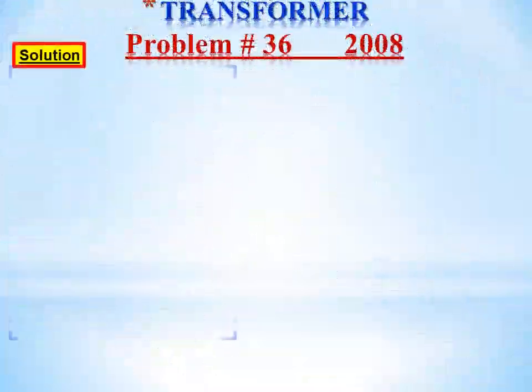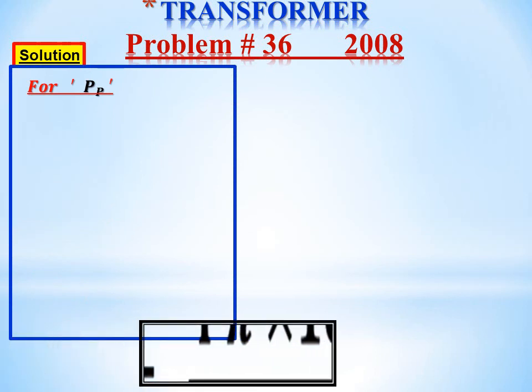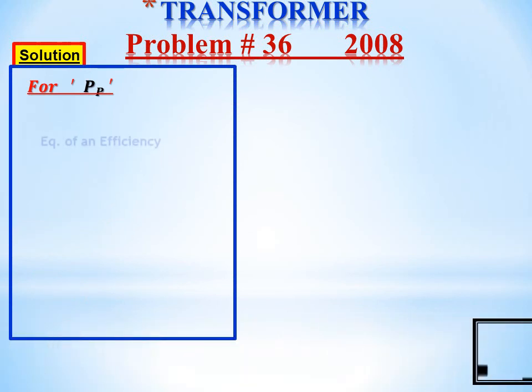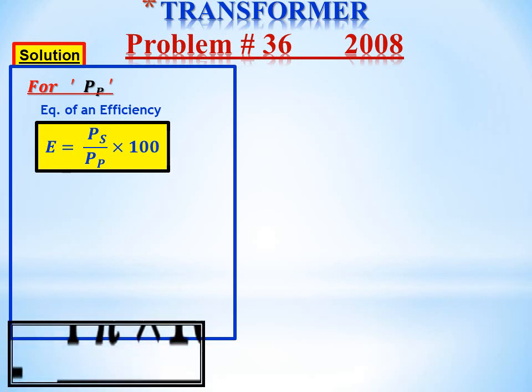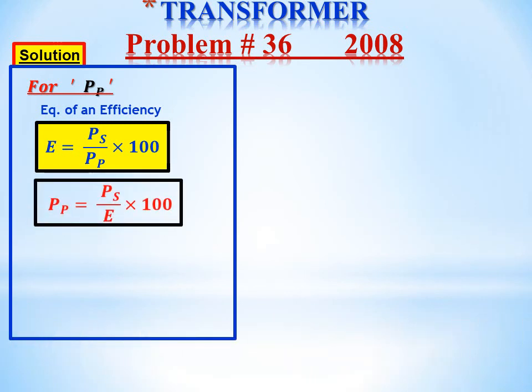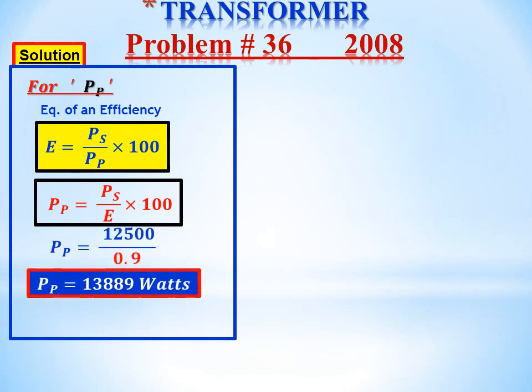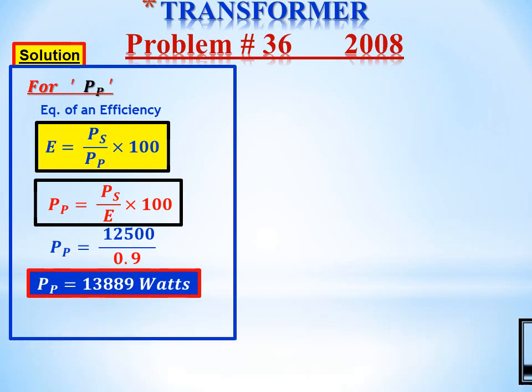So for power, Pp means power in the primary coil. From the equation of the efficiency, you know that efficiency is equal to Ps upon Pp, that is P output divided by P input. So rearrange this equation for P input, that is P primary, Ps upon efficiency. By placing their values, here I write efficiency as a value, not in percentage, so I don't write 100.